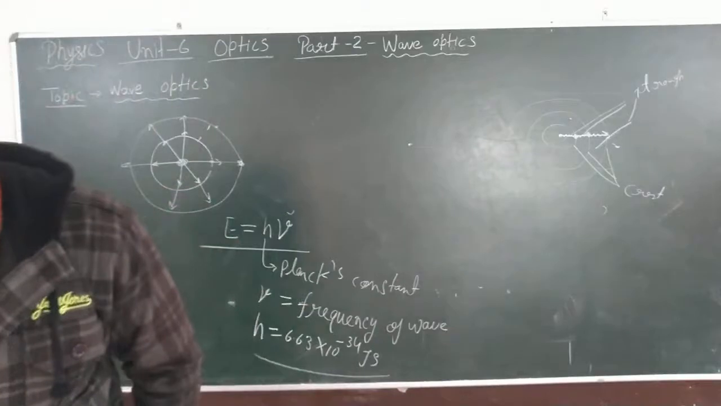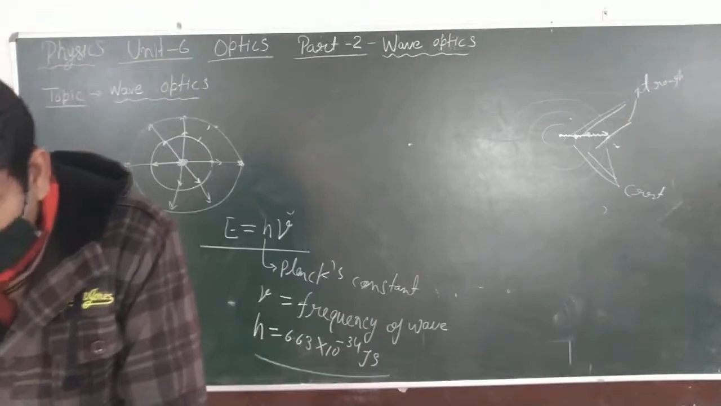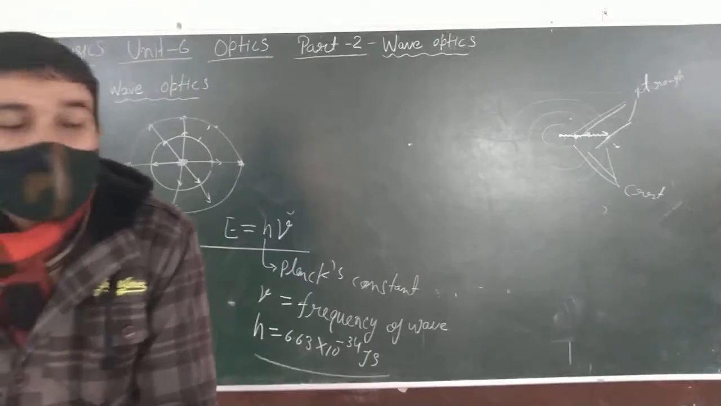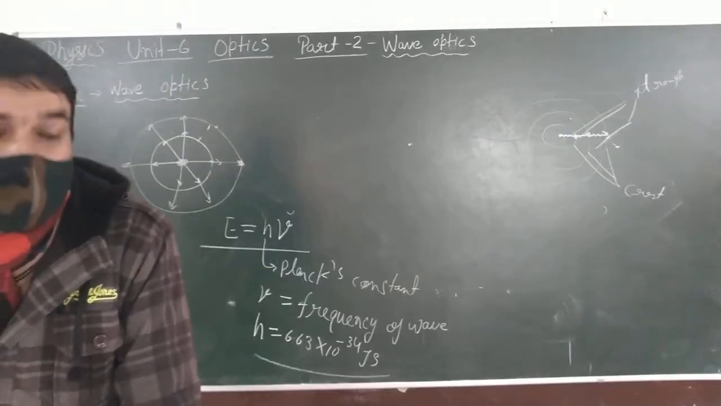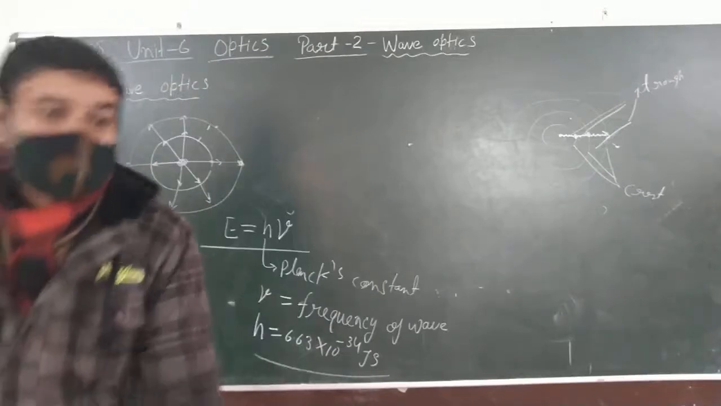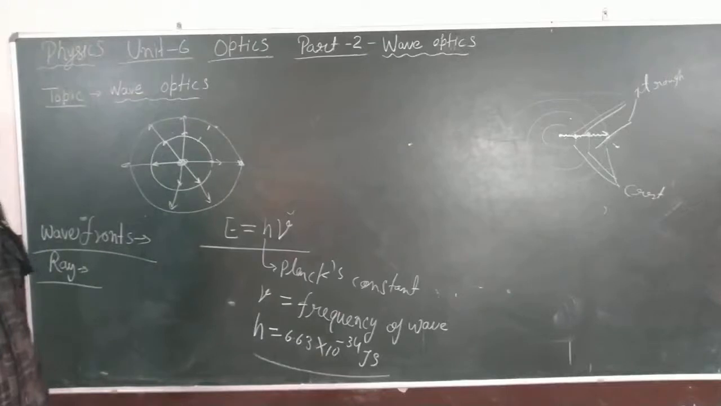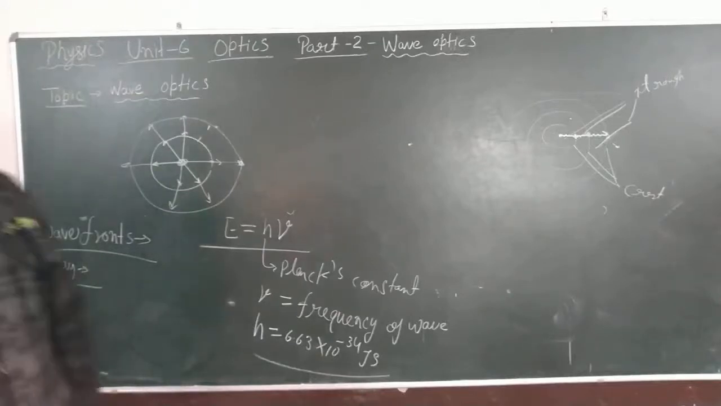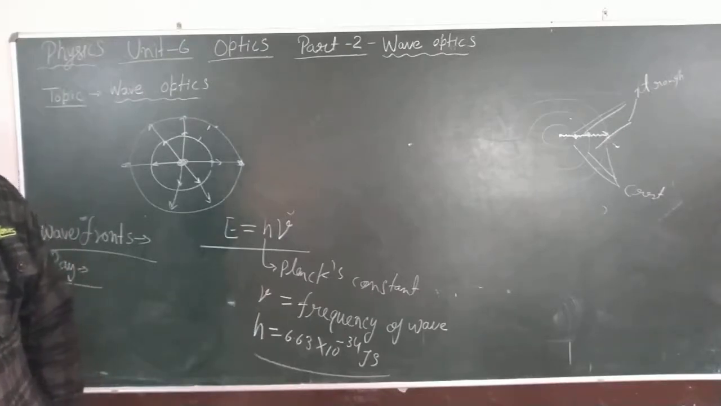Now we can define a ray. A ray is defined as an imaginary line along which the wave travels from one place to another place.